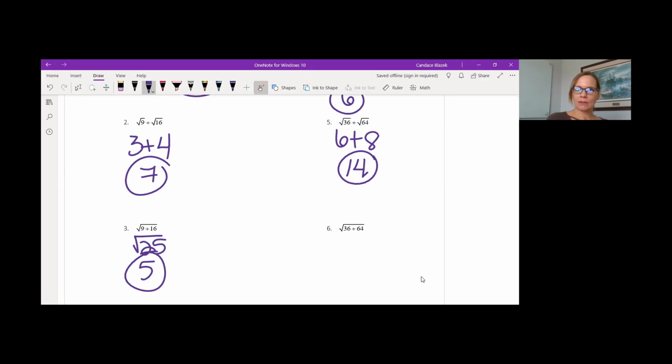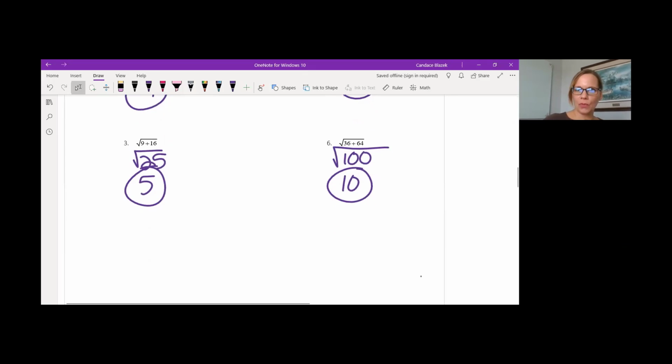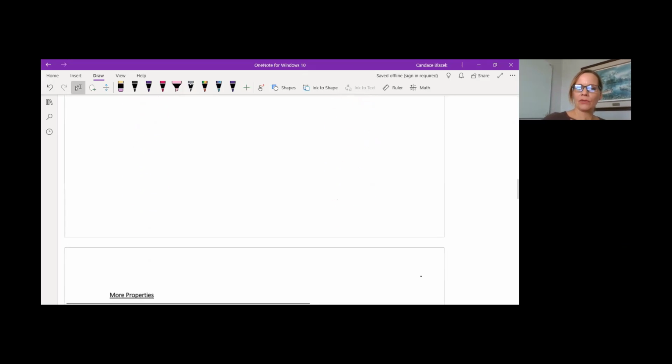And with number 6, now 36 plus 64 is under the same radical. So the first thing we have to do is combine like terms. And we get 100. The principal square root of 100 is 10. So you have to be careful and remember to simplify under the square root before you take the principal square root. Are there any questions?